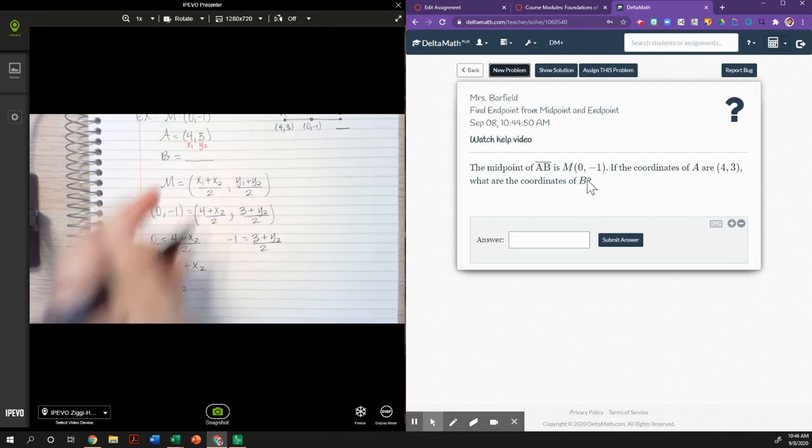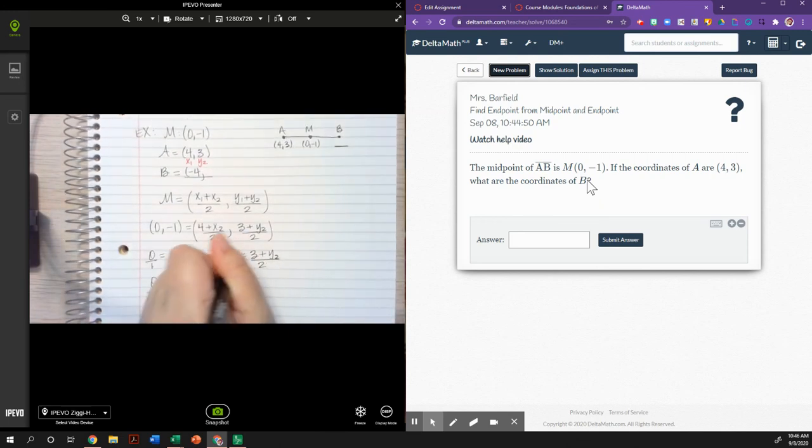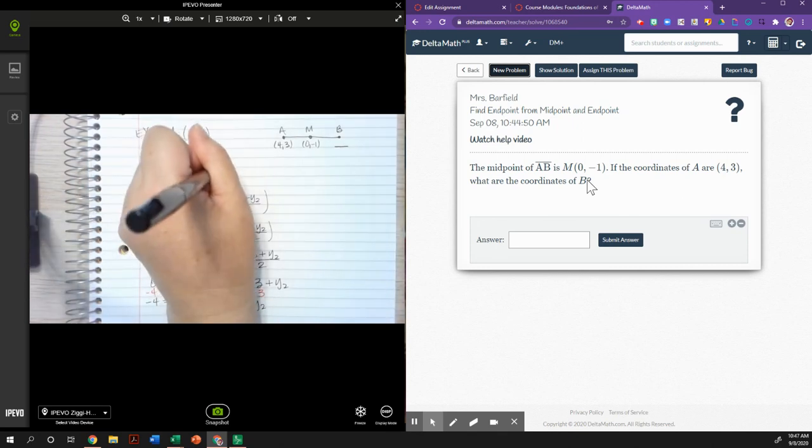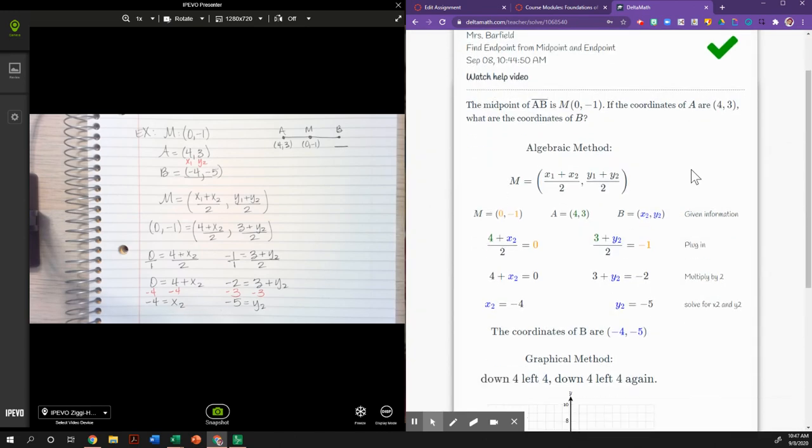So I have my x coordinate. All right, so -4. All right, I'm going to cross multiply again. So I get -2. 1 times that is 3 plus y2. I'm going to subtract 3. So I get -5 equals y sub 2. So now I have my y value of my coordinate. Okay, making sure you put x first and then y second. So -4, comma, -5, close my parentheses, submit my answer, and there we go.